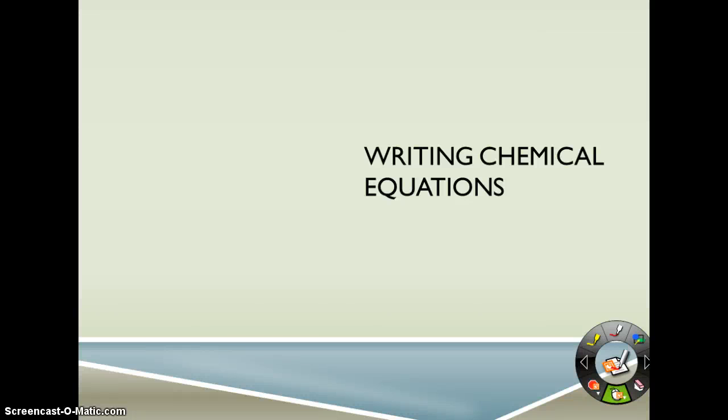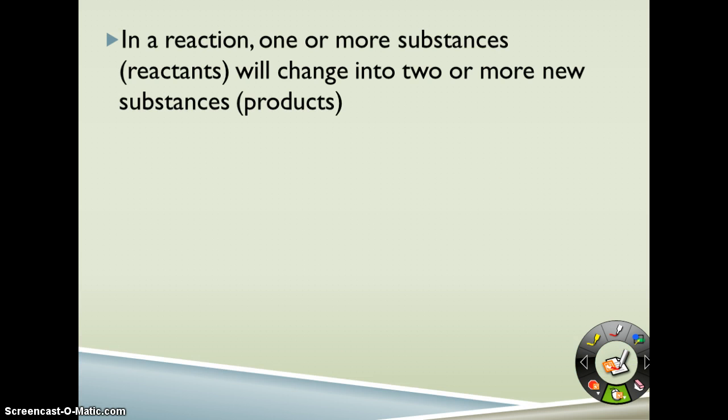We have learned about ionic and covalent compounds, acids, and bases. So now we're going to talk about what happens when these substances combine. First thing we need to know is how to write a chemical equation. When you have a reaction, you're going to have one or more substances, your reactants, change into two or more new substances, and these will be your products.